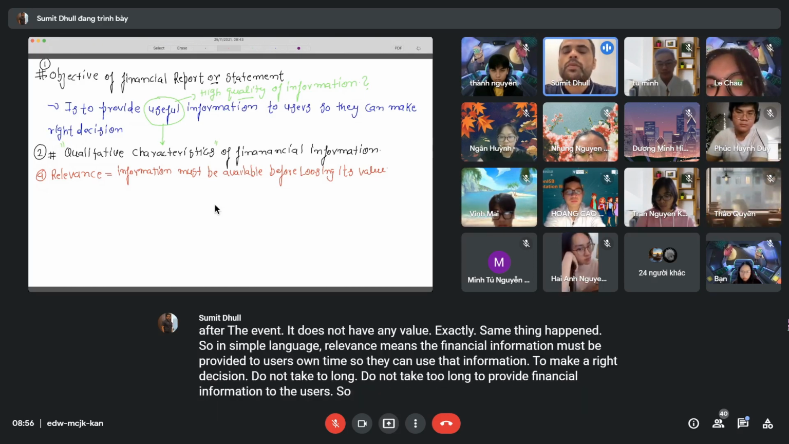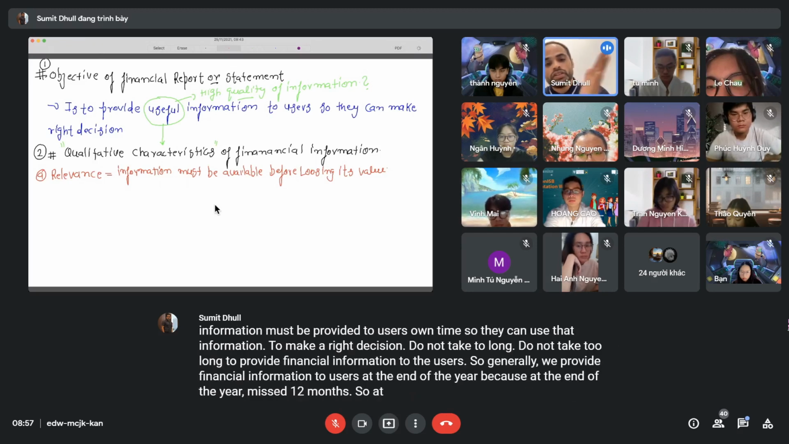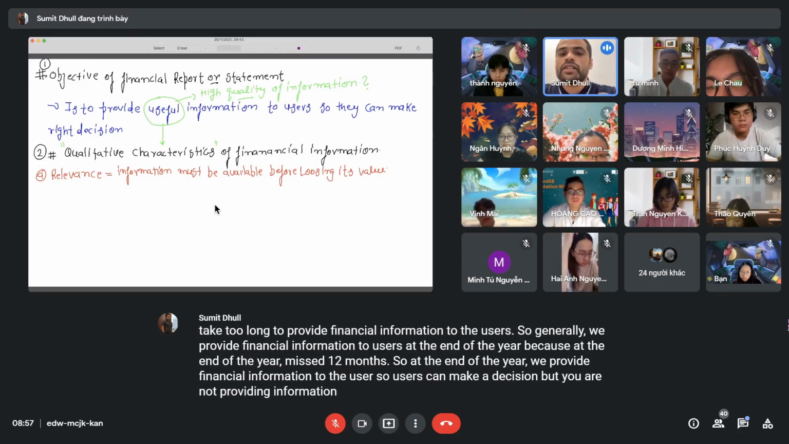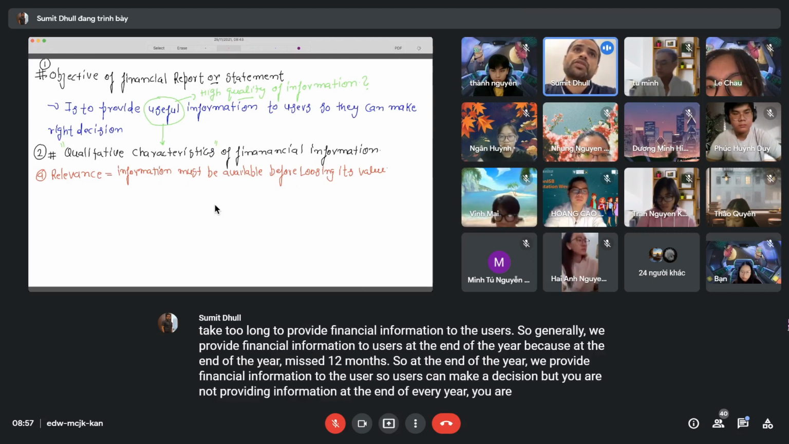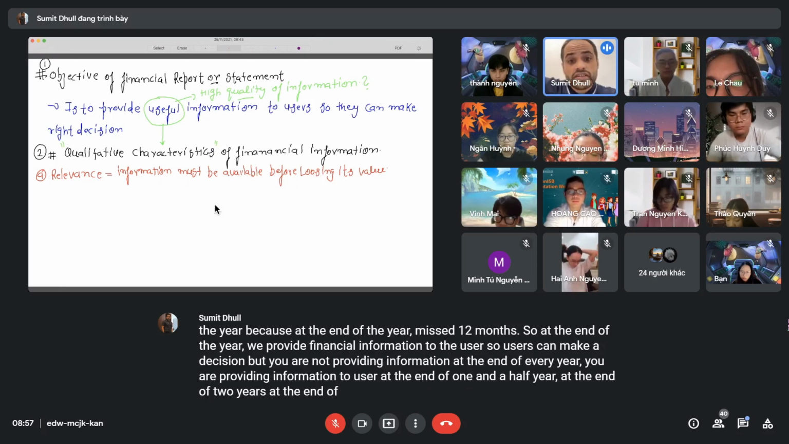Generally we provide financial information to users at the end of the year, which means 12 months, so users can make a decision. But if you are not providing information at the end of every year, and you provide it at the end of 1.5 years, 2 years, or 3 years, not every year, after 3 years you are providing.